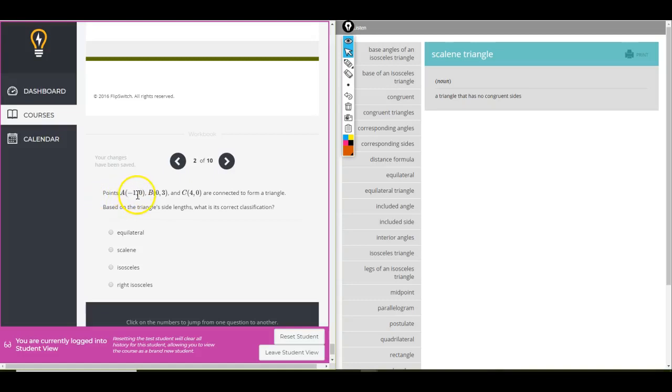Okay, points A at -1, 0, point B at 0, 3, and point C at 4, 0 are connected to form a triangle. Based on the triangle's side lengths, what is its correct classification? Equilateral, scalene, isosceles, or a right triangle?